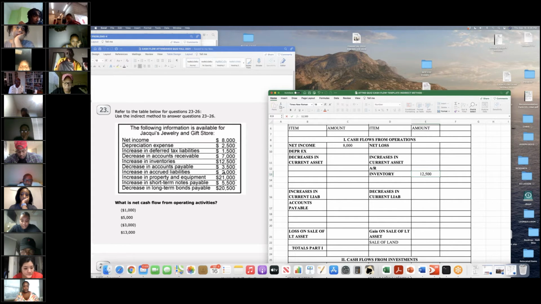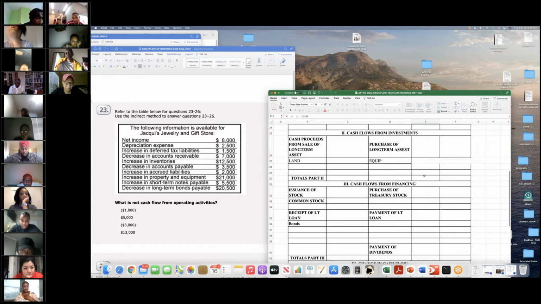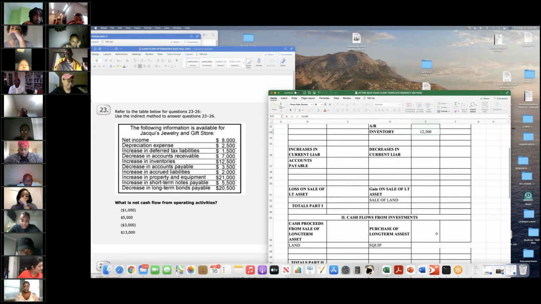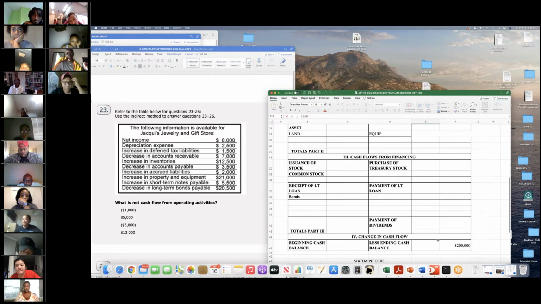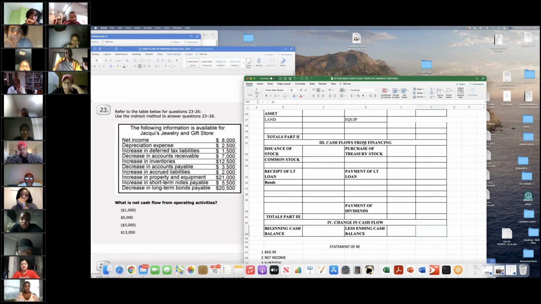To work this quiz, you simply have to put all of these items in somewhere on this template. Then get your amounts for parts 1, 2, and 3, and add them up to get the change in cash flow for 4. That's all it's telling you to do. Put these changes on here. You don't have to do any addition and subtraction. We've done that for you. Put the changes on here and go from there.